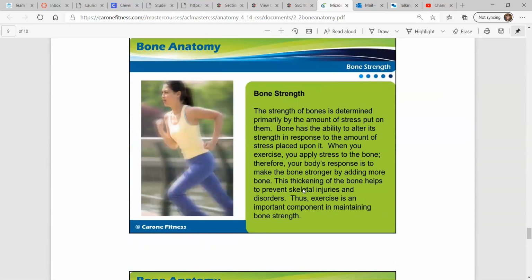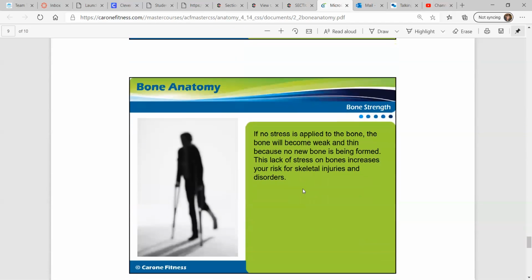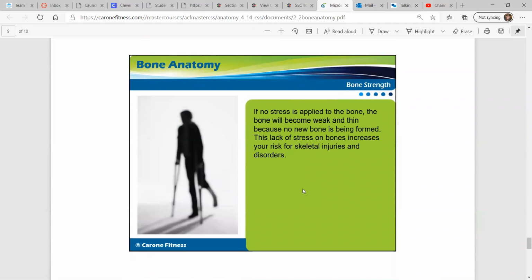Bone strength. The strength of bones is determined primarily by the amount of stress put on them. Bone has the ability to alter its strength in response to the amount of stress placed upon it. When you exercise, you apply stress to the bone. Therefore, your body's response is to make the bone stronger by adding more bone. This thickening of the bone helps to prevent skeletal injuries and disorders. Thus, exercise is an important component in maintaining bone strength. So work out if you can, guys.